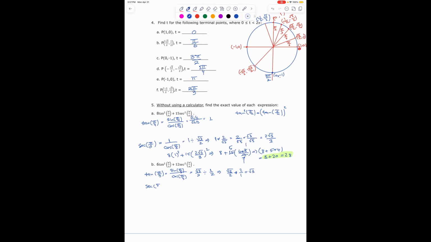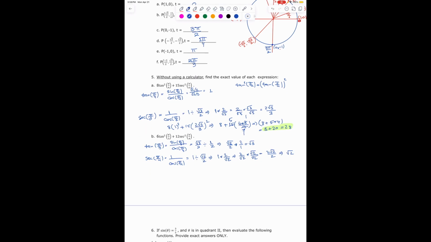Secant pi over 4 is equal to 1 over cosine pi over 4, which is 1 divided by square root of 2 over 2. And that will lead us to 1 times 2 over square root of 2. And that will lead to 2 over square root of 2 multiplied by square root of 2 over square root of 2 to rationalize. And then we get 2 square root of 2 over 2, and that will lead to just square root of 2.